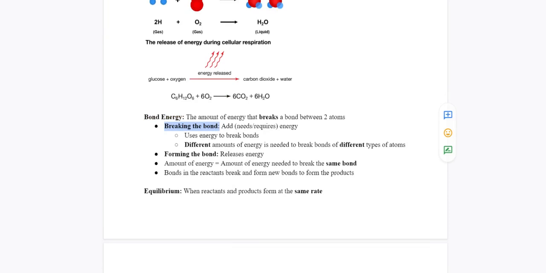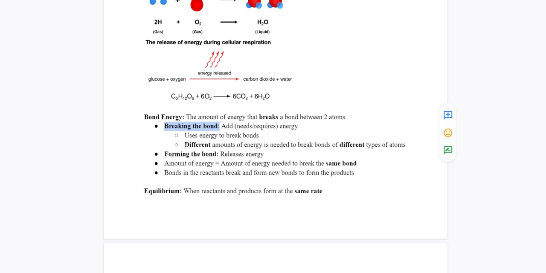So if you think about it, we have to think about it from our perspective. If we're trying to break something, we need to add energy to that thing. It's not that the thing is receiving energy from us, but we have to look at it from our point of view. So if we look at it, we need to add energy to that thing in order to break the bond. So breaking the bond requires energy.